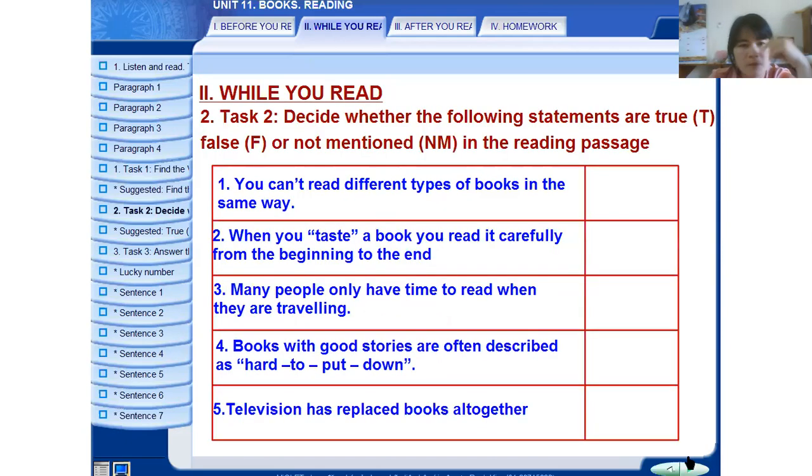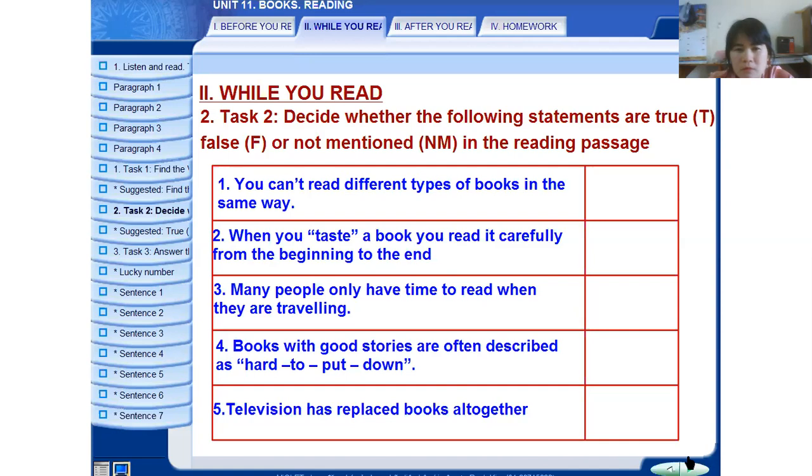And now let's come to the exercise, task 2. Decide whether the following statements are true or false or not mentioned in the reading passage. Number 1: You can read different types of books in the same way. Number 2: When you taste a book, you read it carefully from the beginning to the end. Number 3: Many people only have time to read when they are traveling. Number 4: Books with a good story are often described as hard to put down, and television has replaced the book altogether.